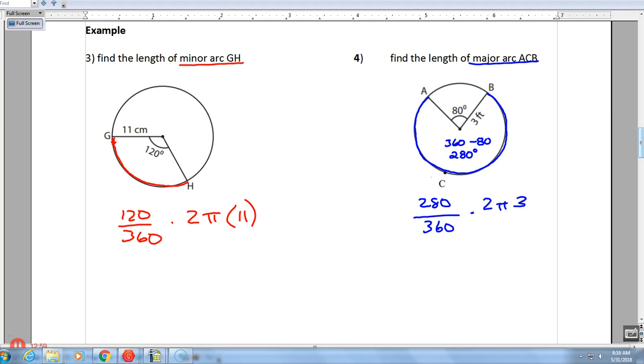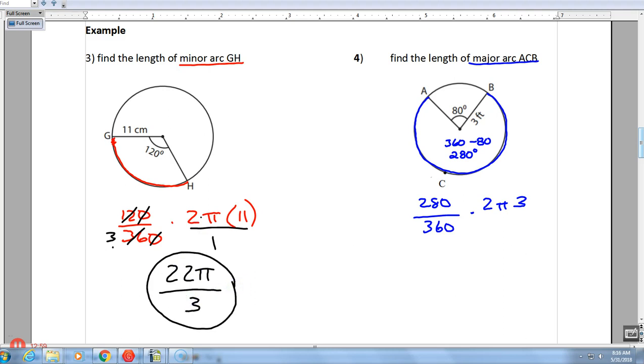So we can bust these out. We got to knock off a couple zeros. 12 goes into there once. 12 goes into there 3 times. 3 can't do nothing with 2 and 11. So I'm just going to go straight across now. 2 times 11 times pi is 22 pi. 3 times 1 is 3. We are reduced. I'll let you guys turn that into a decimal. Probably know how to do that by now.